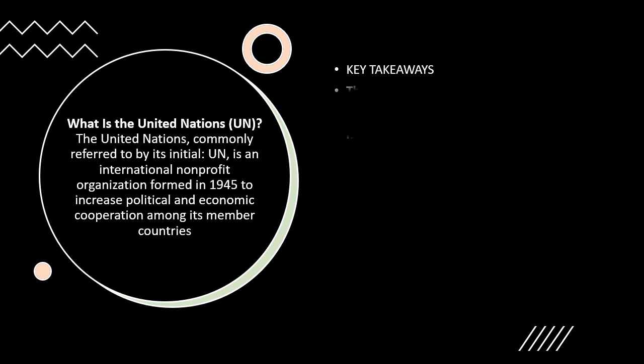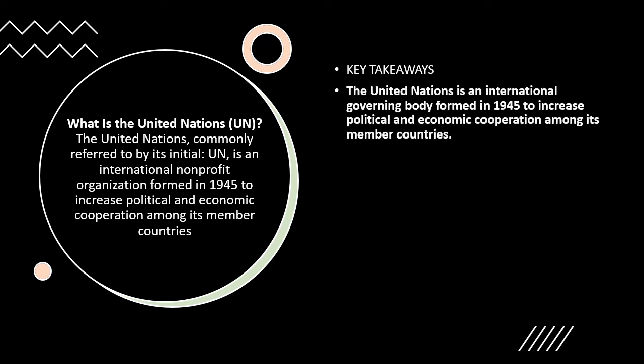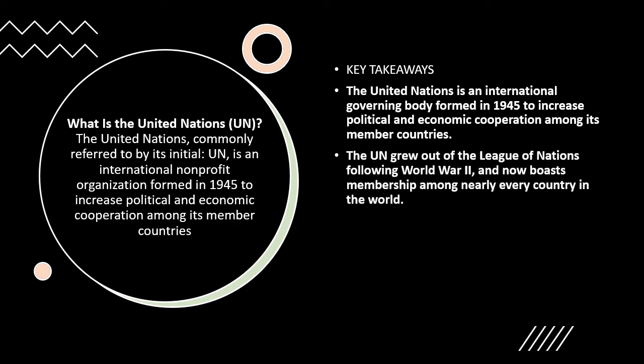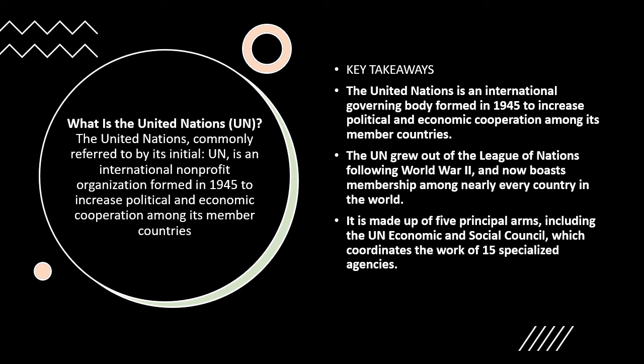Key takeaways. The United Nations is an international organization formed in 1945 to increase political and economic cooperation among its member countries. The UN grew out of the League of Nations following World War II and now boasts membership among nearly every country in the world. It is made up of 5 principal organs including the UN Economic and Social Council, which coordinates the work of 15 specialized agencies.